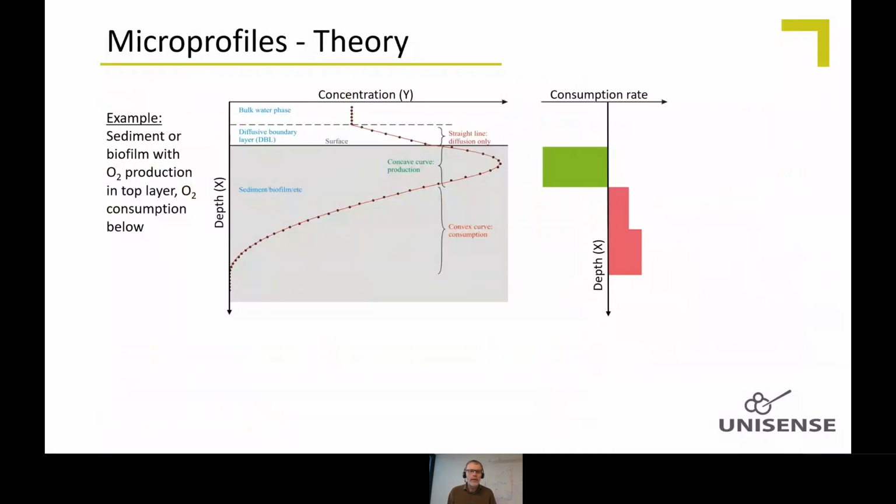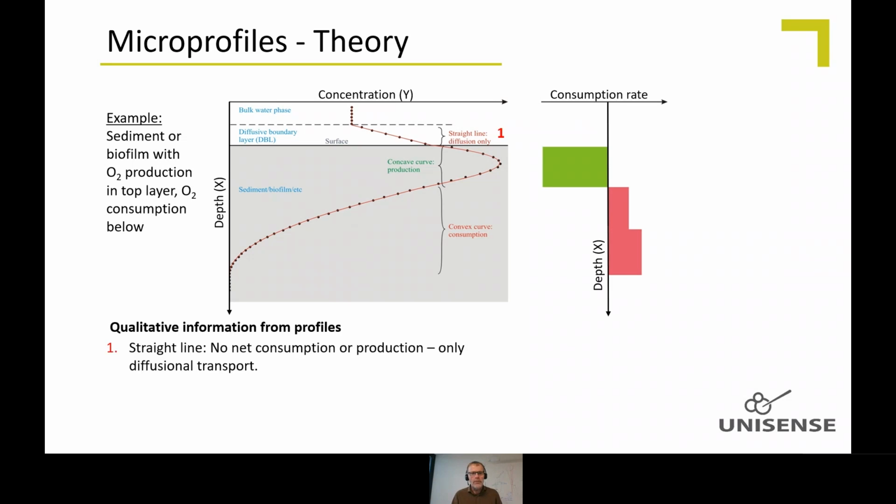Now I'll just mention briefly a little bit about the microprofile theory. This is an example where you have biofilm or sediment with a well-stirred water phase above. You see the vertical profile of oxygen here, so oxygen is the same all over the water phase, then the diffusive boundary layer with a linear gradient, and then the sediment with the oxygen in it. What you can get as qualitative information from such a profile is that up here we have the straight line. A straight line means there's no production or consumption, only diffusion. So that's the diffusive boundary layer.